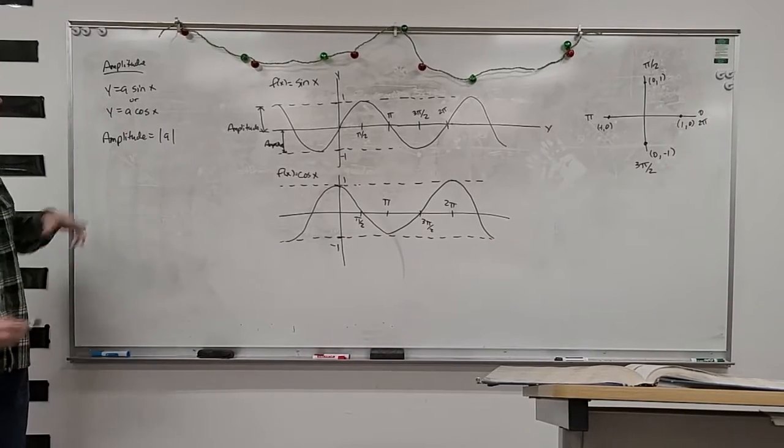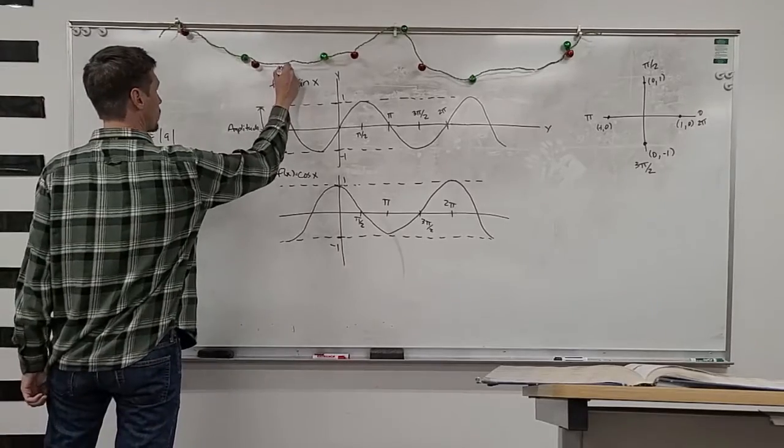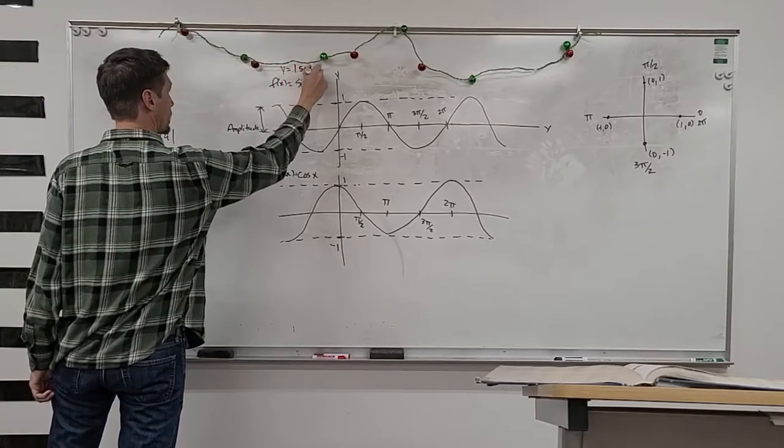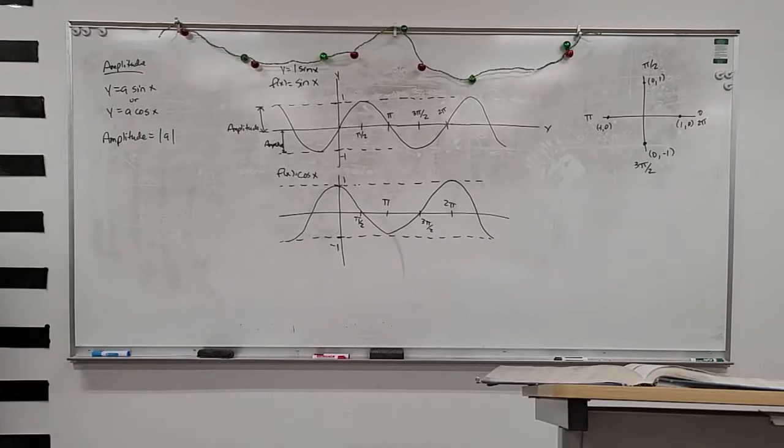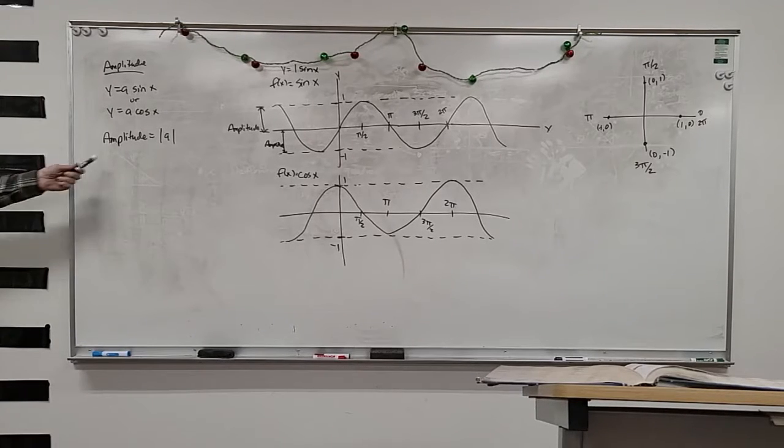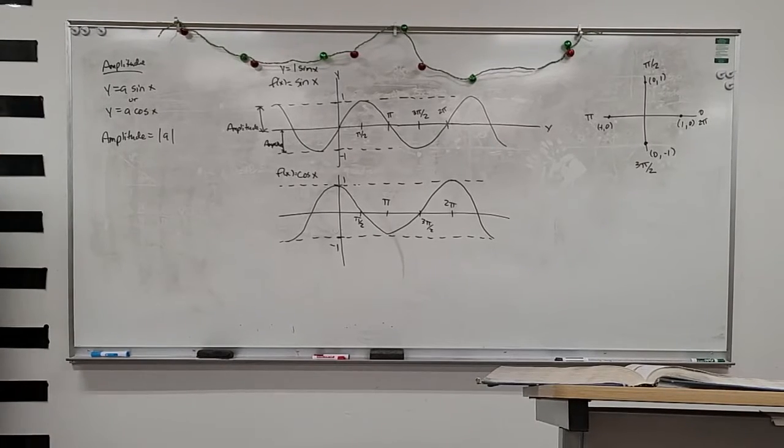And that makes sense, because if we think of this as y equals 1 sine of x, isn't that the same thing as that? Yeah. So our number in front is 1, so the amplitude is 1 for the parent functions. Make sense?